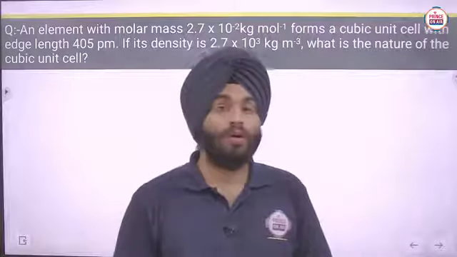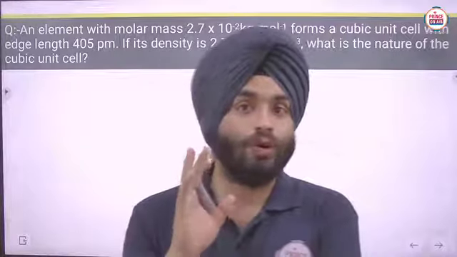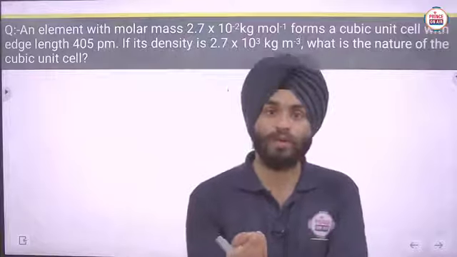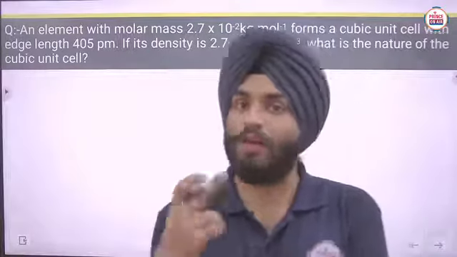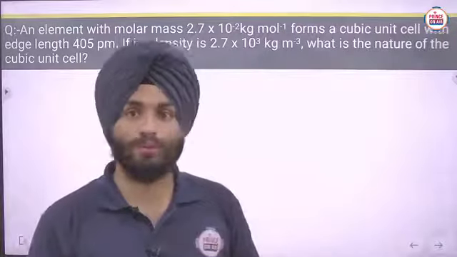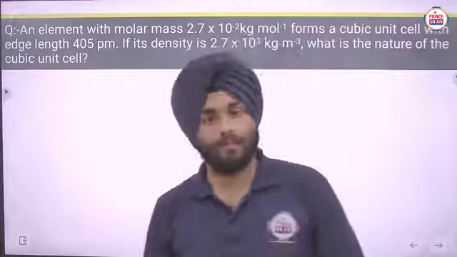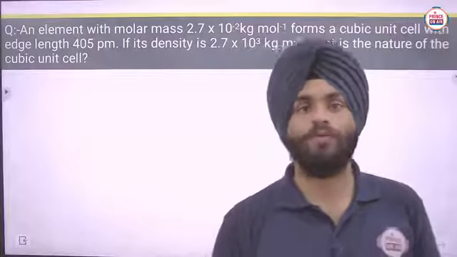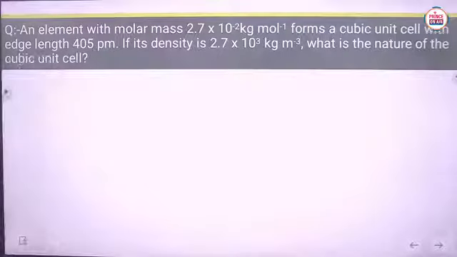Now what they are asking about is the nature of the cubic unit cell. How can we justify the nature of the cubic unit cell? You just have to calculate the value of Z. If it is 1, it is simple cubic; if it comes out to be 2, then it is body centered cubic; and if it comes out to be 4 or nearby 4, it will be face centered cubic lattice. So here we just have to calculate the value of Z.